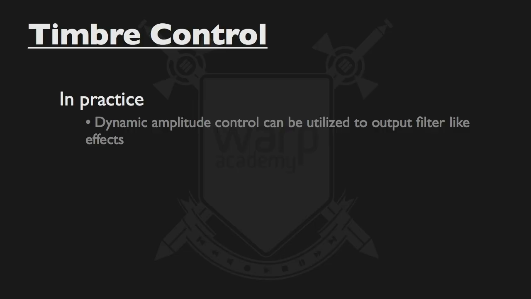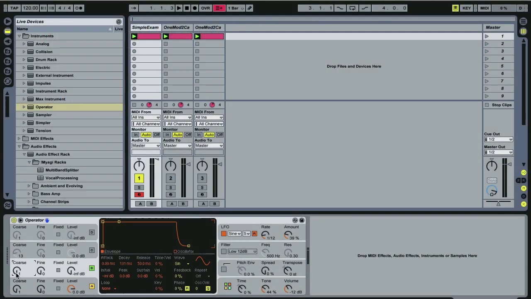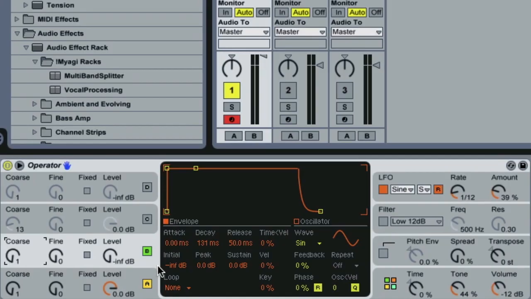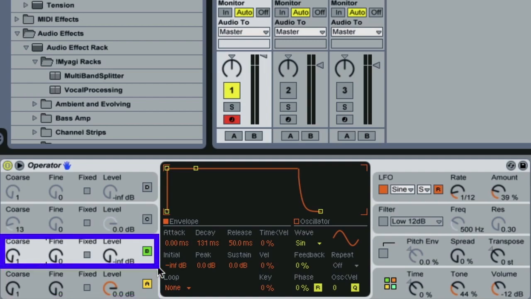Basically, you can get the same kind of tonal shifts and timbre control that you would get from a filter by careful use of envelopes. In this case, in operator, I'm going to simulate an acidic pluck that would normally come from a low-pass filter. We have two operators in action, that's it, with operator A as the carrier and operator B as the modulator.